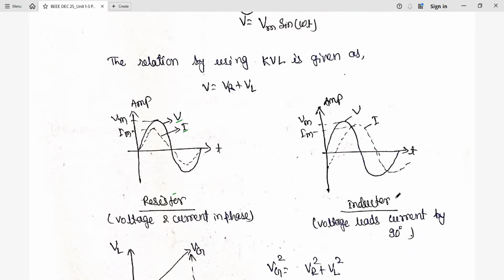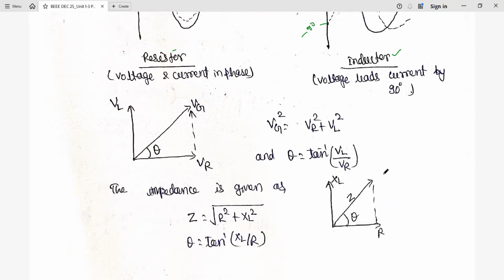Whereas when we talk about the inductor, you will observe that voltage is leading the current by 90 degrees. It is negative here, and this is 0. So voltage is leading the current by 90 degrees. In case of a capacitor, you see that it lags. If we talk about the phasor diagram, this is the voltage due to the resistance, this is the voltage due to the inductor, and this is theta, the phase change between the two voltages.